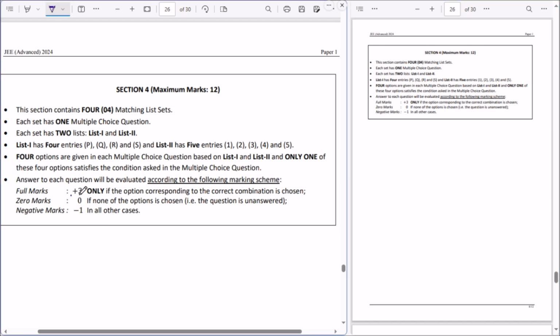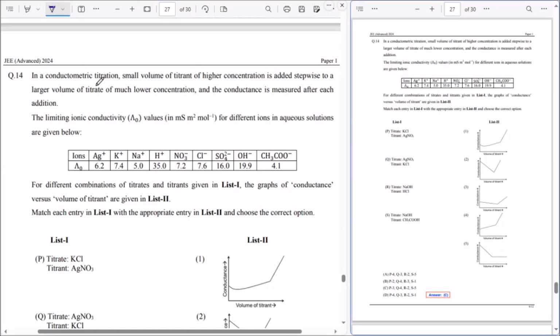You will get plus 3 marks if you choose the correct option. You will not get any marks if you do not attempt. You will get minus 1 mark if you choose a wrong answer. Let us see the questions. In a conductometric titration, a small volume of titrant of higher concentration is added stepwise to a larger volume of titrate of much lower concentration, and the conductance is measured after each addition.